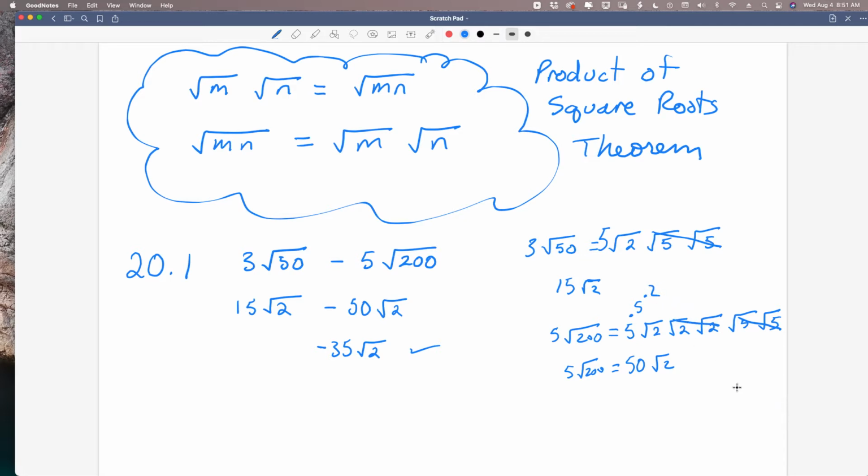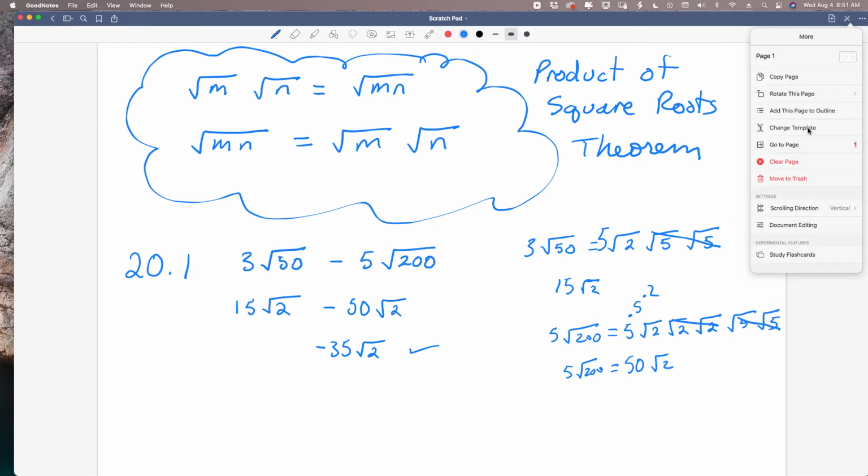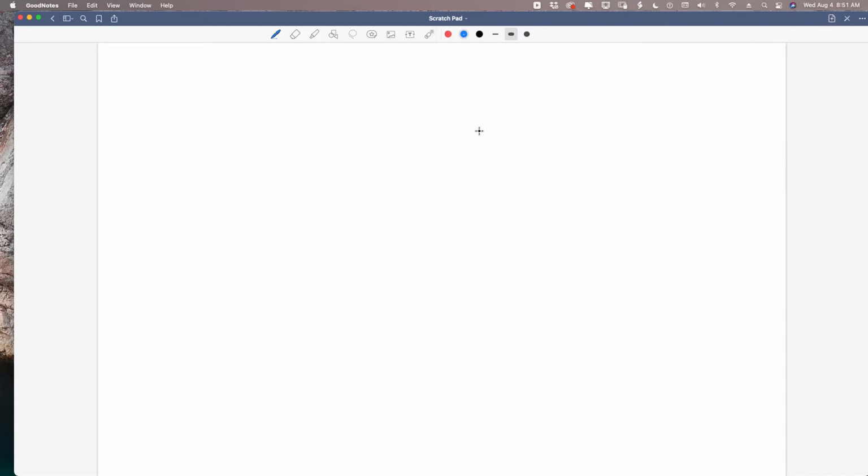All right, let's move on to 20.2, which is the same thing. I'm going to clear this page, so pause and take notes if you need to. 20.2 asks us to simplify this problem. All right, so the first thing to do is the multiplication. Let's just go ahead and knock that out.